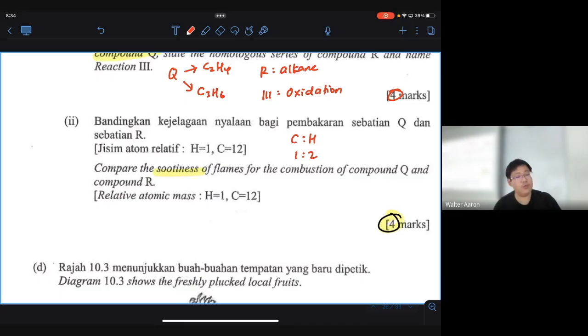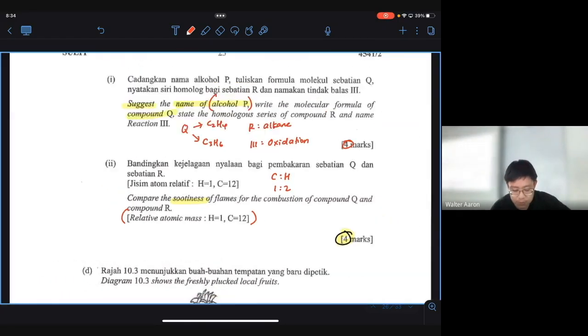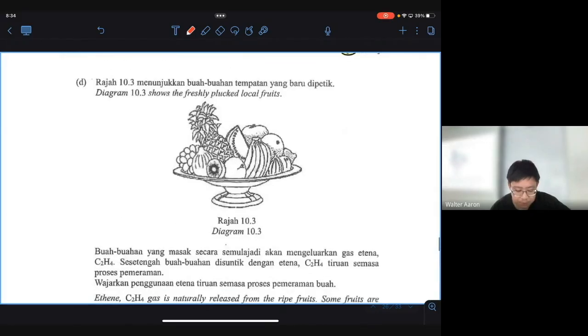But because this question has 4 marks in total, you must be wondering, okay, where does the extra mark come from? It's from the calculation. That's why they actually give you the relative masses. Or else they wouldn't bother to give you relative masses at all if they don't want you to calculate. Okay, so I hope that answers the question that you asked just now.